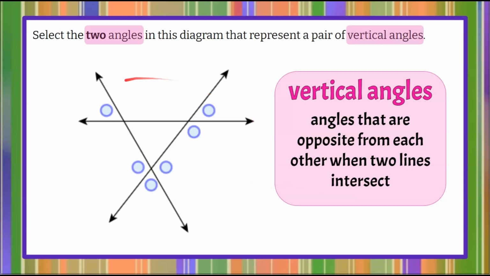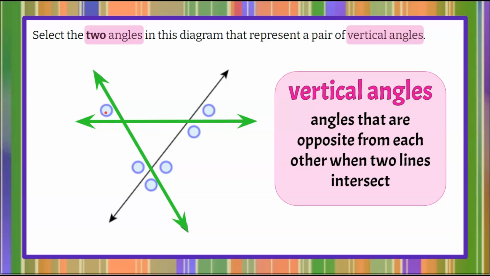I can see that in this diagram we have several pairs of intersecting lines. So let's highlight one pair of intersecting lines right here. Within these intersecting lines, I can see that I have vertical angles here. They are opposite each other, and then vertical angles here that are opposite each other. But I can't make a selection of two angles because there's only one to pick from.